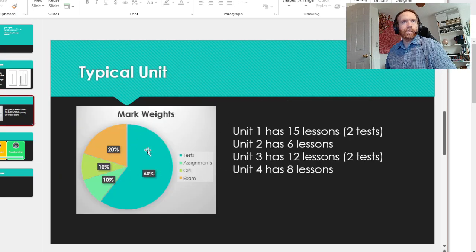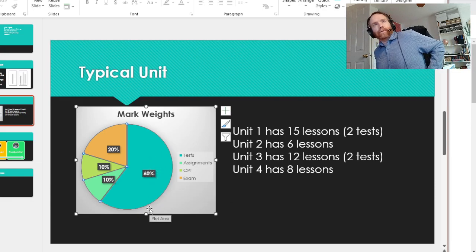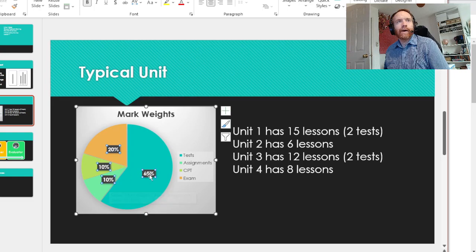Now, the overall grades in the course break down like this. We have an exam that's worth 20. We have a CPT that's worth 10. We have assignments that are worth 10, and then we have tests that are worth 60. So again, we have 6 units, 6 tests, probably about 10% each. Plus we have some assignments every unit, and so on.